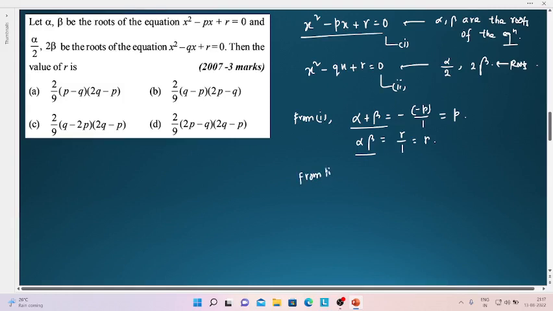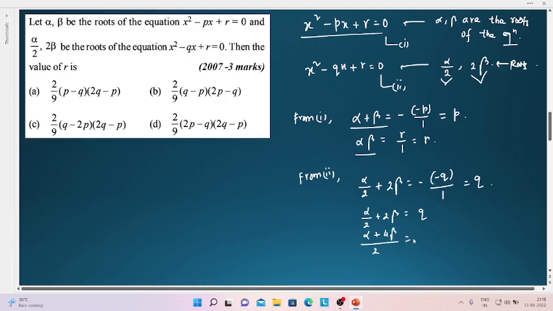So from the second equation, you can see the first root is alpha by 2 and the second root is 2 beta. Applying the relation between roots and coefficients for these two roots, alpha by 2 plus 2 beta equals minus of minus q upon 1, right? So it will be only q. So alpha by 2 plus 2 beta is nothing but q. If I take the LCM, it will be 2 and alpha plus 4 beta, which equals q.